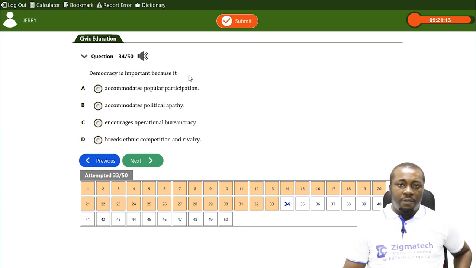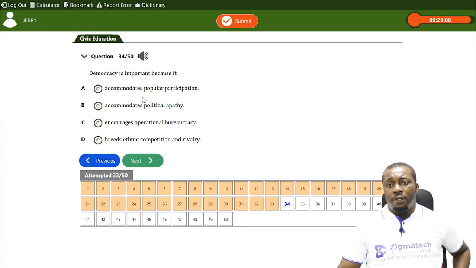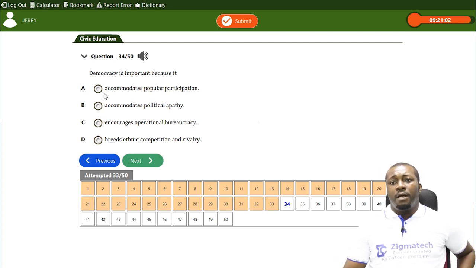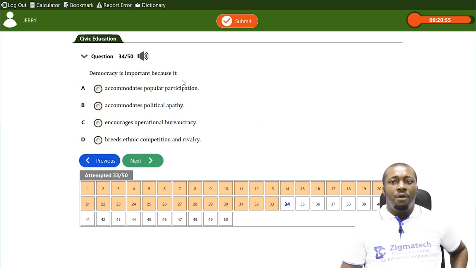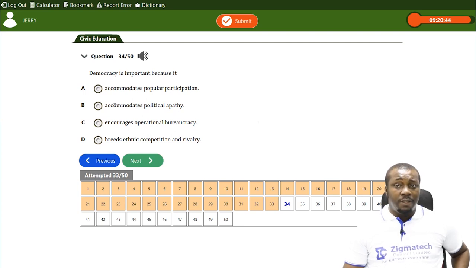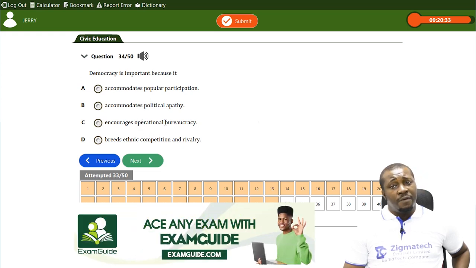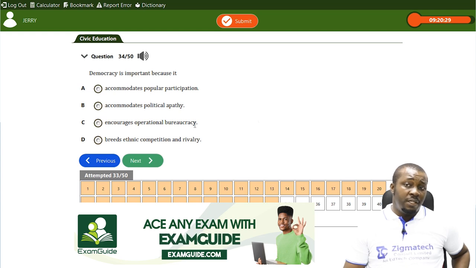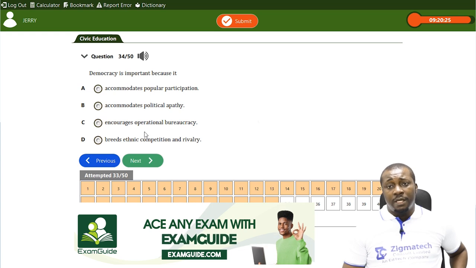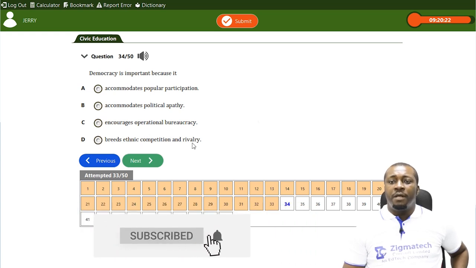This question says democracy is important because, remember, it tests your knowledge of democracy, which is a form of government in which the supreme or governing power is in the hands of the people, and they exercise this power either directly or indirectly through their elected representatives. Now, why is it important? A, accommodates popular participation. B, accommodates political party. Of course, democracy cannot promote political apathy, which is indifference of citizens towards the political affairs of the state. C says encourage operational bureaucracy. Bureaucracy is an administration, and operational bureaucracy is even a negative concept, depending on the context. Now, this breeds ethnic competition and rivalry, which is negative.